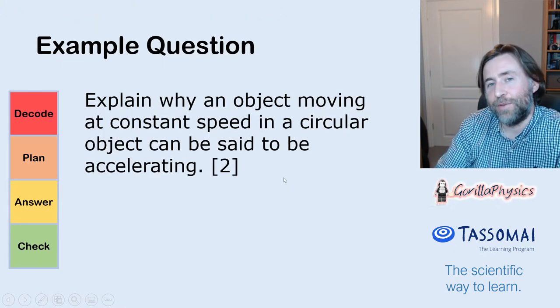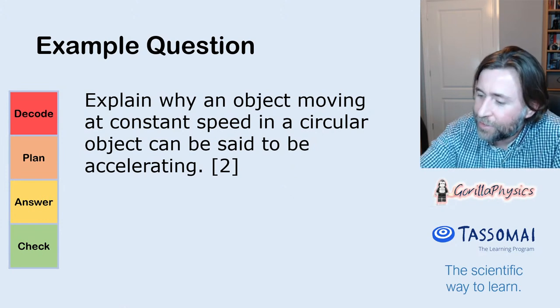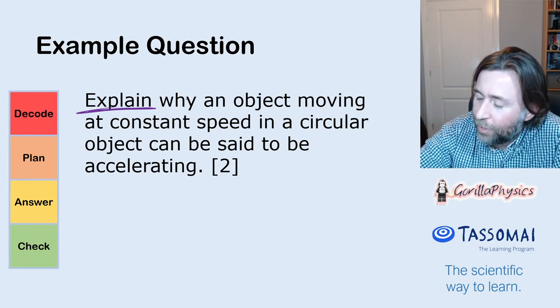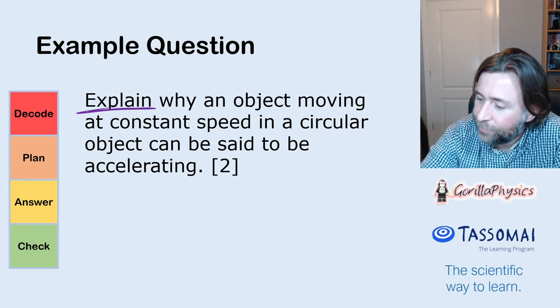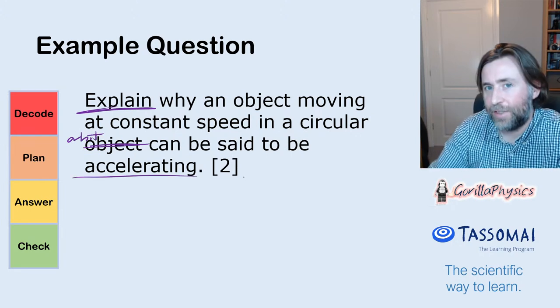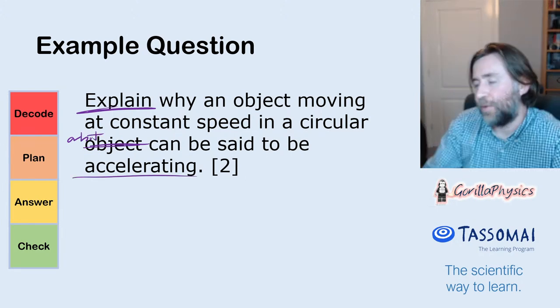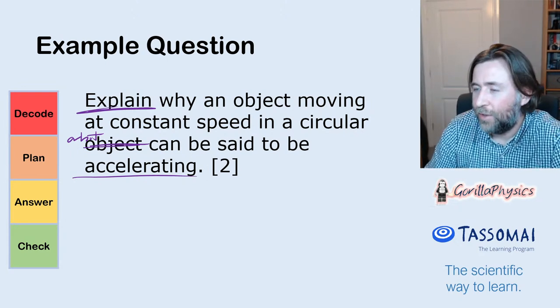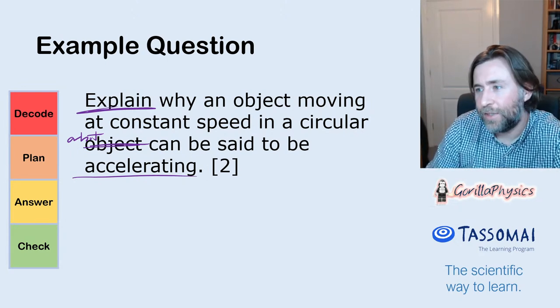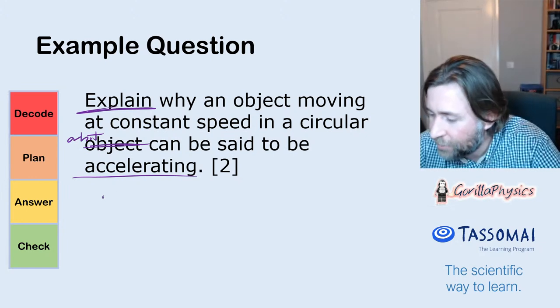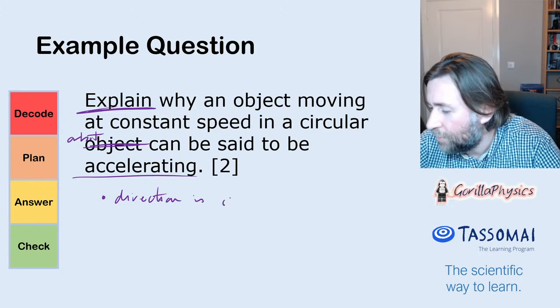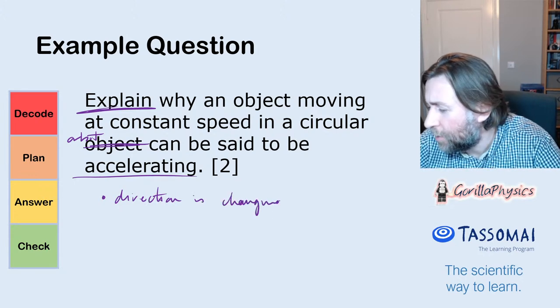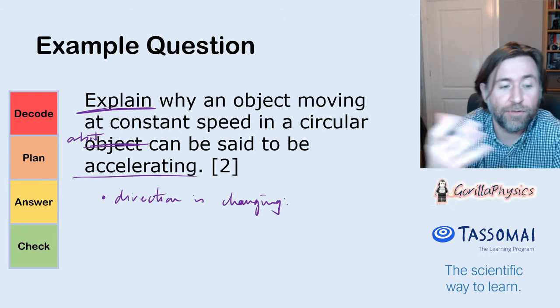But one question they love to slip in about this one is to ask you to explain why an object moving at a constant speed in a circular orbit can be said to be accelerating. Okay, well, this is actually a question about scalars and vectors. It's moving at a constant speed, but something is changing. Okay, its direction is changing. That's the first mark, to recognize it's moving at a constant speed, but its direction is changing.